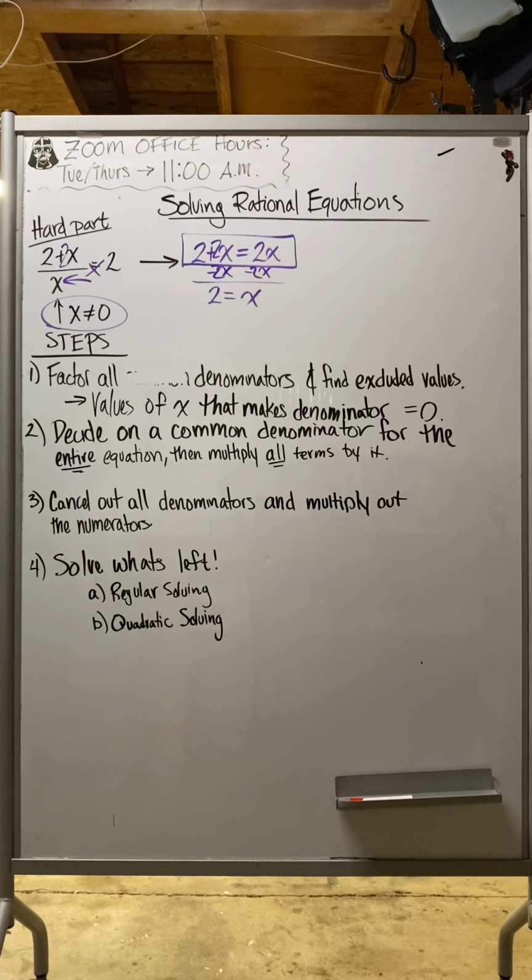Step 2, we're going to decide on a common denominator for the entire equation. You look at all denominators and say, what would be common for all of these fractions? Then we multiply all terms in the whole equation by that common denominator. The whole point of that is to get to step 3. Step 3 is to cancel out all denominators and then multiply out the numerators.